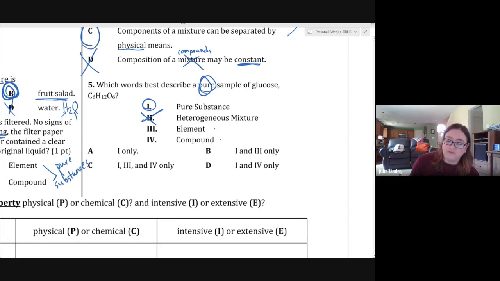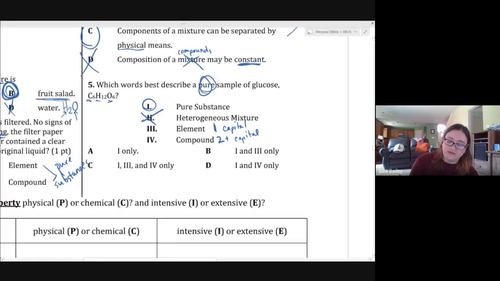Remember, an element would have only one capital letter, and a compound would have 2 or more capital letters. So if we look at that formula they gave us, C6H12O6, that's 3 capital letters, that's a compound. So when we look at the answer choices, 1 and 4 is an answer choice. Answer choice D is our correct answer.